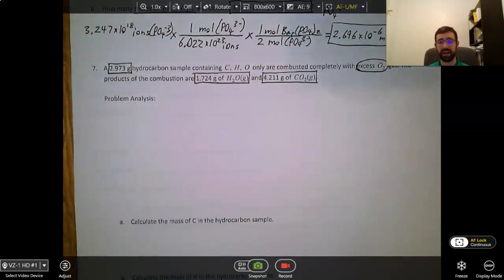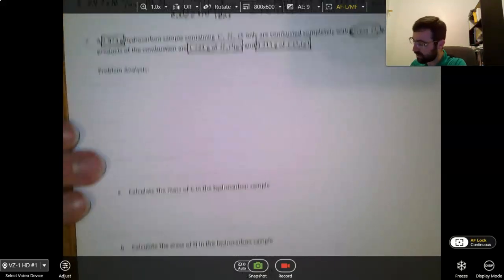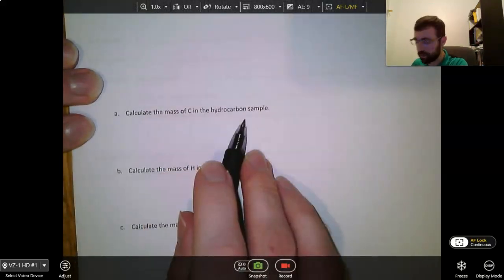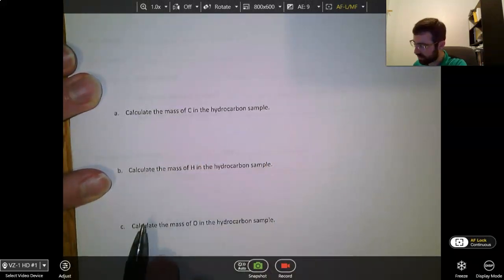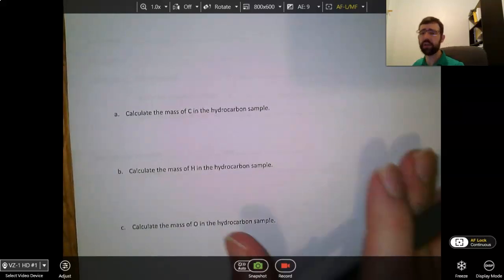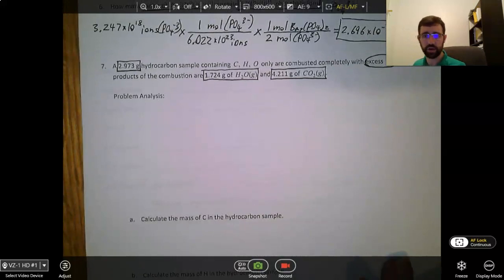Now we have to do some analysis because this problem probably seems kind of impossible to solve. I'm going to be asking you what's the mass of carbon in the hydrocarbon sample, what's the mass of hydrogen in the hydrocarbon sample, what's the mass of oxygen in the hydrocarbon sample. Let's analyze it. Let's figure out how we're going to solve this before we even get started.